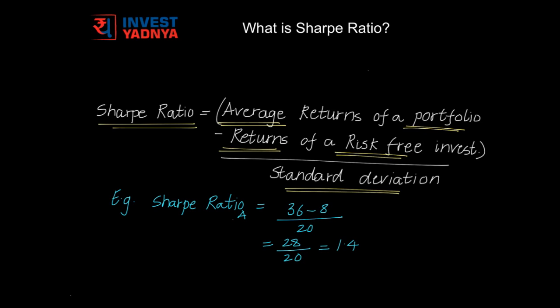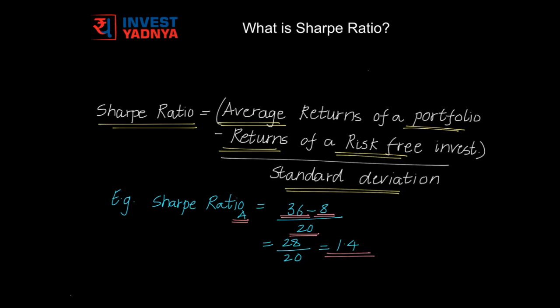Let us take an example to see how Sharpe ratio is calculated. Let us assume there is a fund A which has average returns of about 36% and standard deviation of 20. Returns of a government bond is 8%. So the Sharpe ratio would come to 1.4.